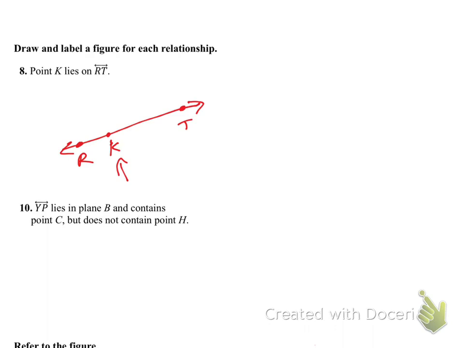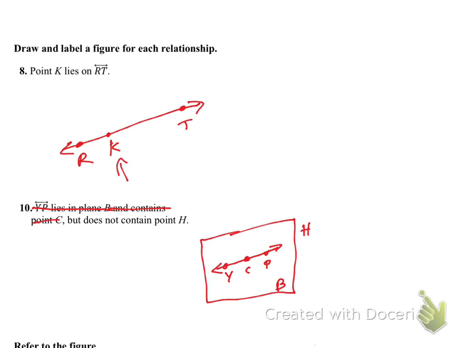Line YP lies in plane B and contains point C, but does not contain point H. So let's just draw a plane. All right, we'll call that our plane, and we'll label it B in the corner. And then we have to do a line, and on that line is YP. So line YP lies in plane B and contains point C. So the line contains point C, but does not contain point H. So we could just do this. Or what we could do is extend this line out so it's still on the line, but it's not in the plane. It really depends on what the directions are.